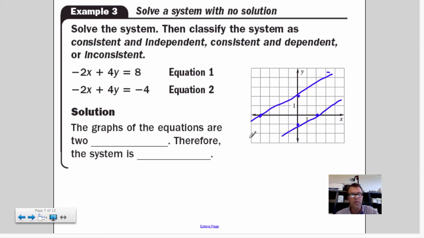And when two lines are parallel, then there's no solution, and we say that these are parallel lines. We use the parallel symbol. Hope that's all right. Therefore, the system is, we call, inconsistent, and more importantly, there is no solution.